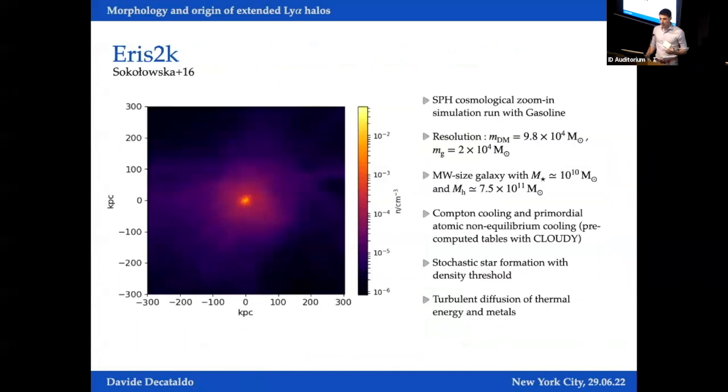So in this example, I start with the simulation ACE2K, which is a zoom-in simulation of a Milky Way type galaxy. The resolution is quite good. It's like 10 to the 5 solar masses in dark matter and around 10 to the 4 in gas mass. And it's featuring a lot of nice mechanisms, like we have a cooling, which is done through a non-equilibrium network.